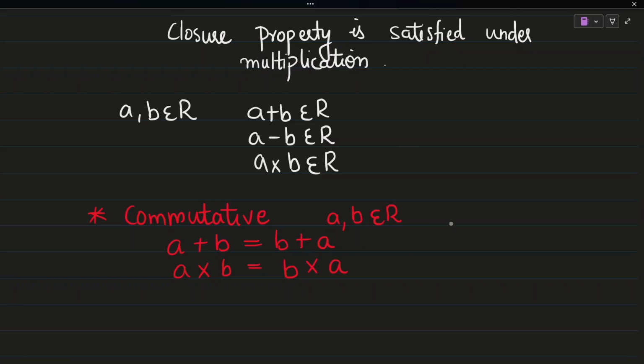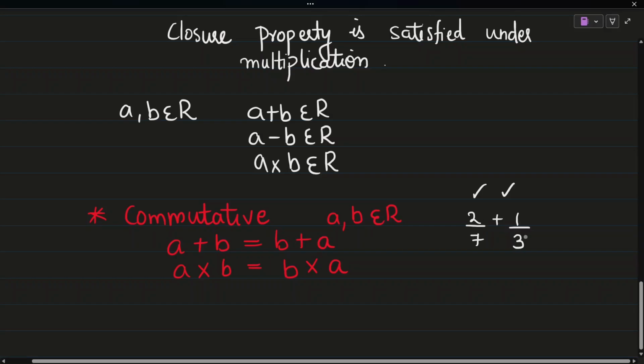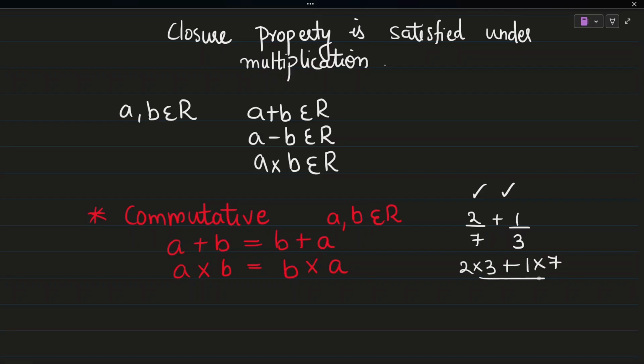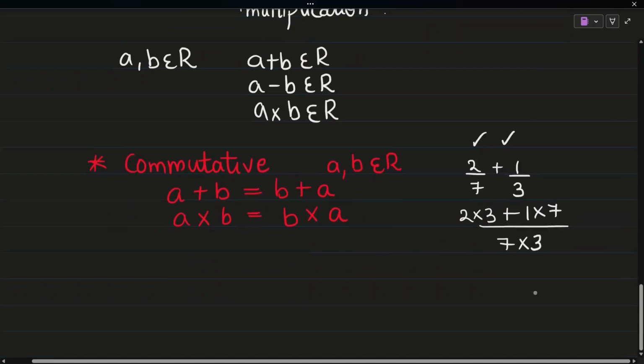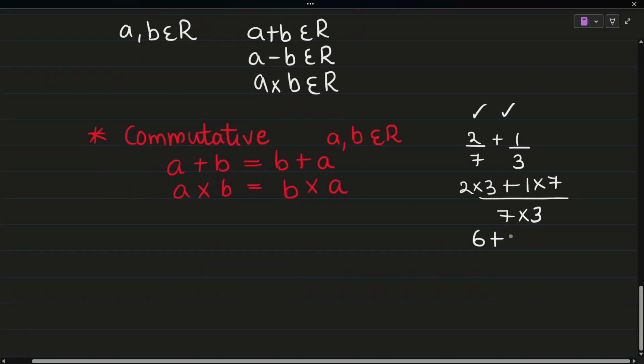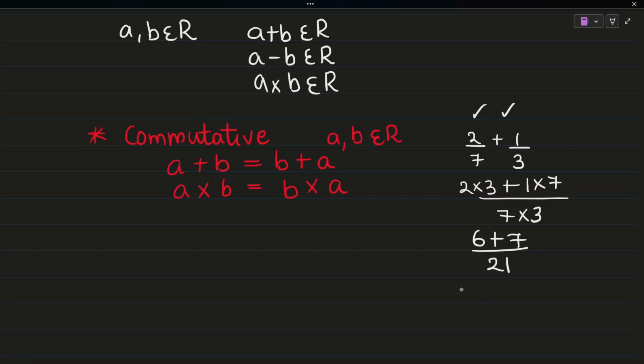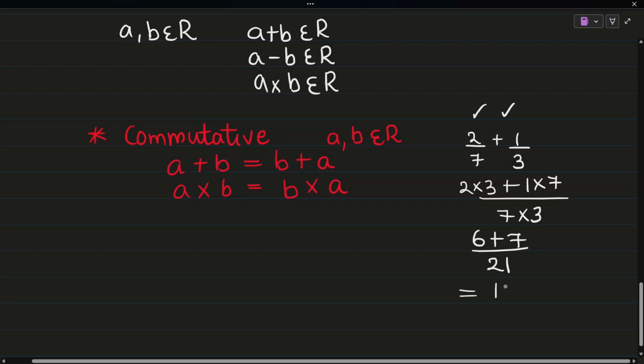Let's take an example. Suppose I am going to take 2 by 7 plus 1 by 3. These two are rational numbers, yes? Okay, so how am I going to solve this question? Since the denominators are different, I am going to take the LCM. Otherwise, I am going to cross multiply. So 2 times 3 plus 1 times 7 divided by 7 times 3. What's the final answer? This will be 6 plus 7 divided by 21, which is equal to 13 divided by 21. So this will be the final answer.